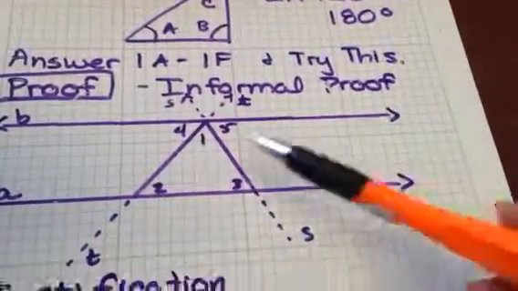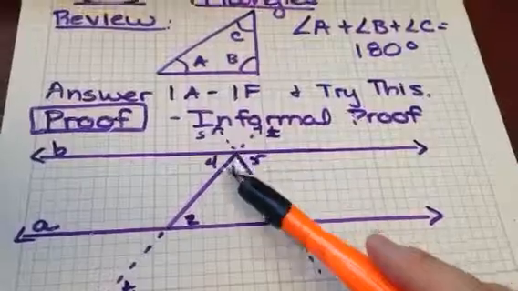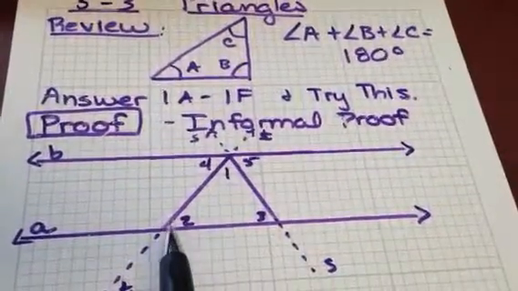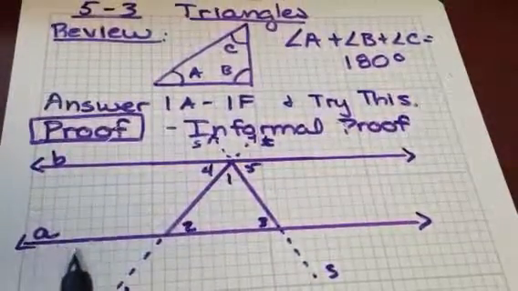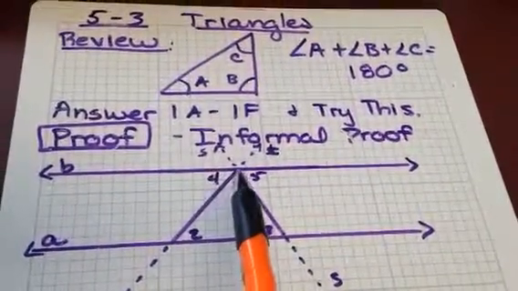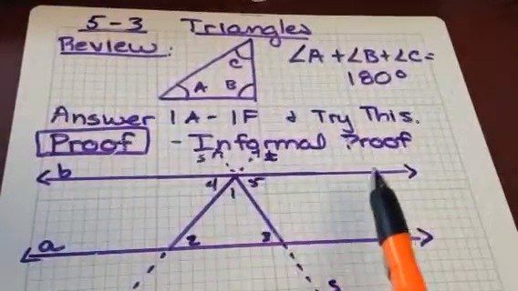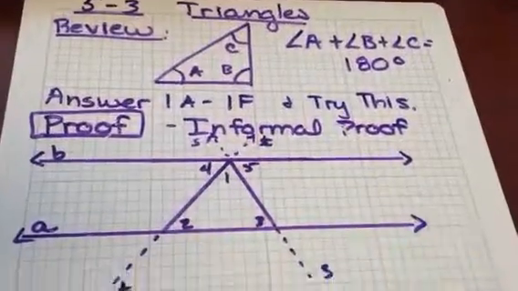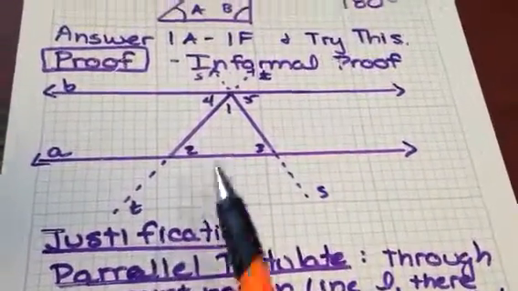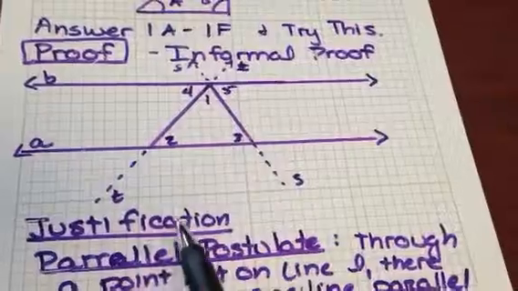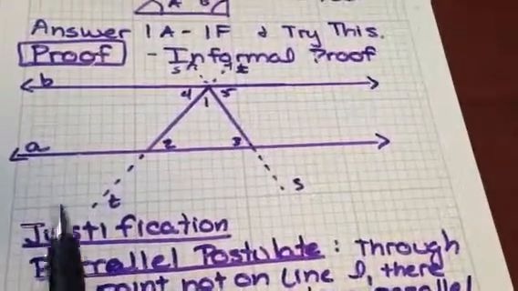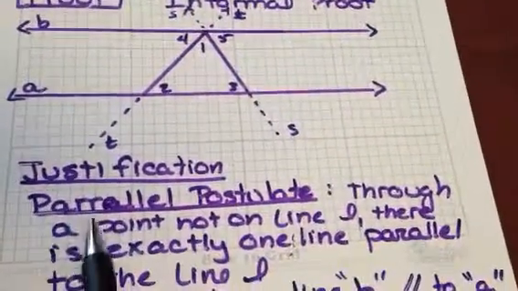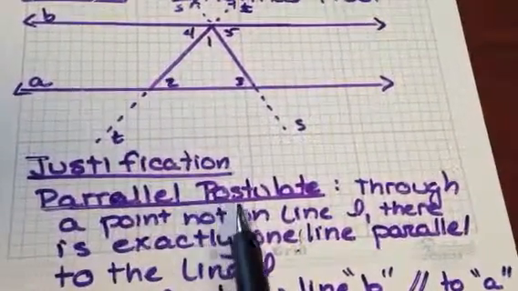relationships. So let's take, for example, this triangle here. And I've got the interior angles labeled 1, 2, and 3. If I take the base of the triangle and I extend it, I can call that line A. And if I just draw a parallel line to A right through the tip of the point, I can call that B. Now, whenever you do a proof, you have to have a justification for each step. So my justification for drawing this parallel line B is by using the parallel postulate.